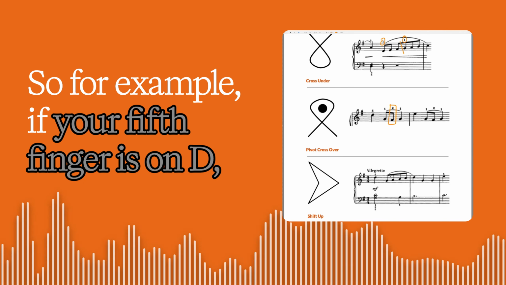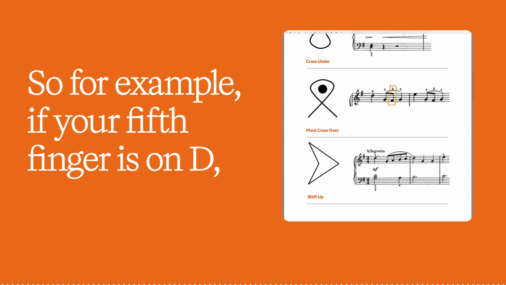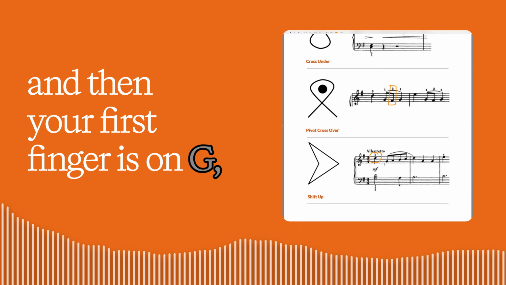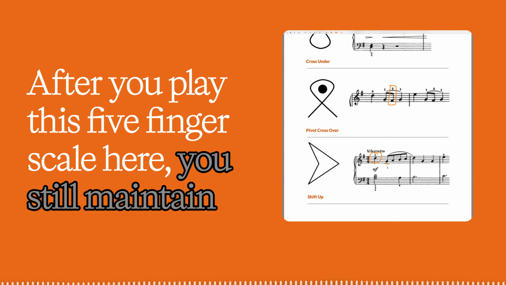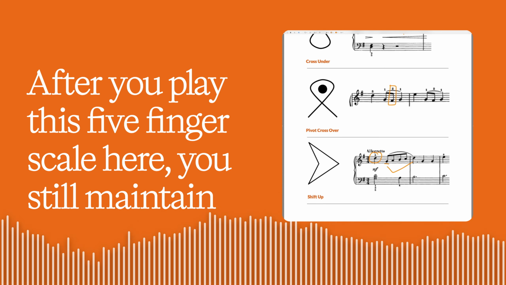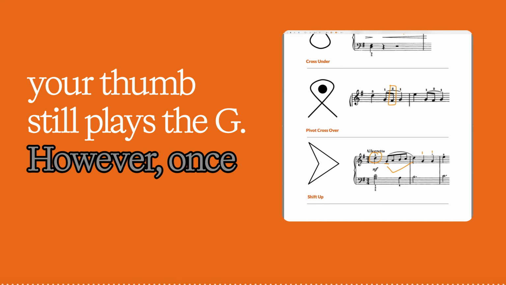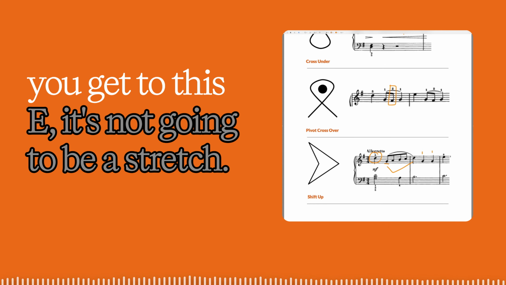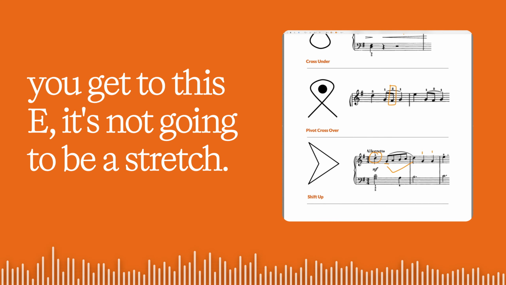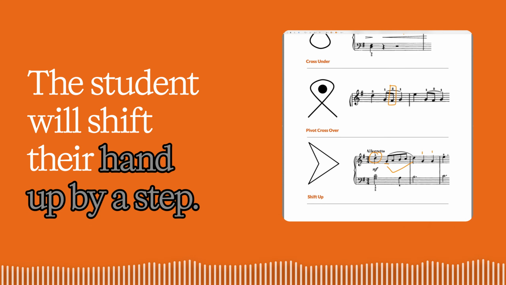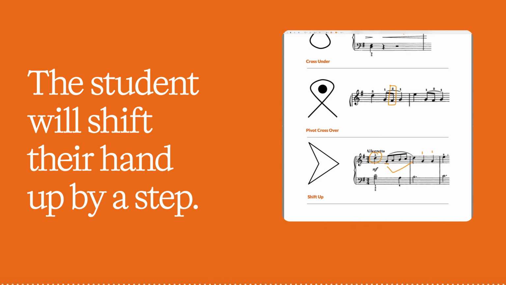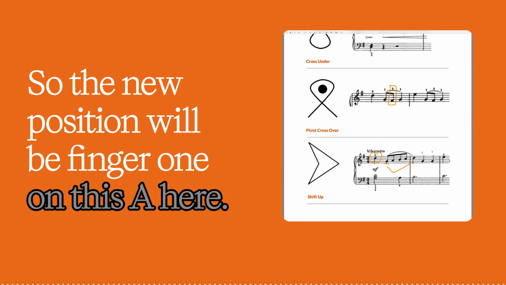So for example, if your 5th finger is on D, and then your 1st finger is on G, after you play this 5-finger scale here, you still maintain the position into the next section where your thumb still plays the G. However, once you get to this E, it's not going to be a stretch. The student will shift their hand up by a step. So the new position will be finger 1 on this A here.